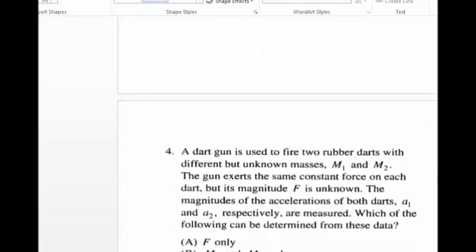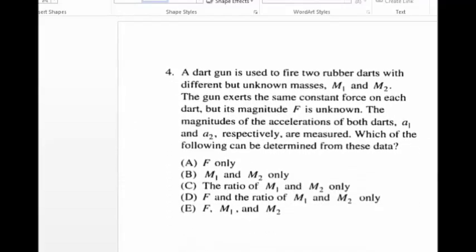The fourth question is, a dart gun is used to fire two rubber darts with different but unknown masses M1 and M2. The gun exerts the same constant force on each dart, but its magnitude F is unknown. The magnitudes of the accelerations of both the darts, A1 and A2 respectively, are measured. Which of the following can be determined from this data?